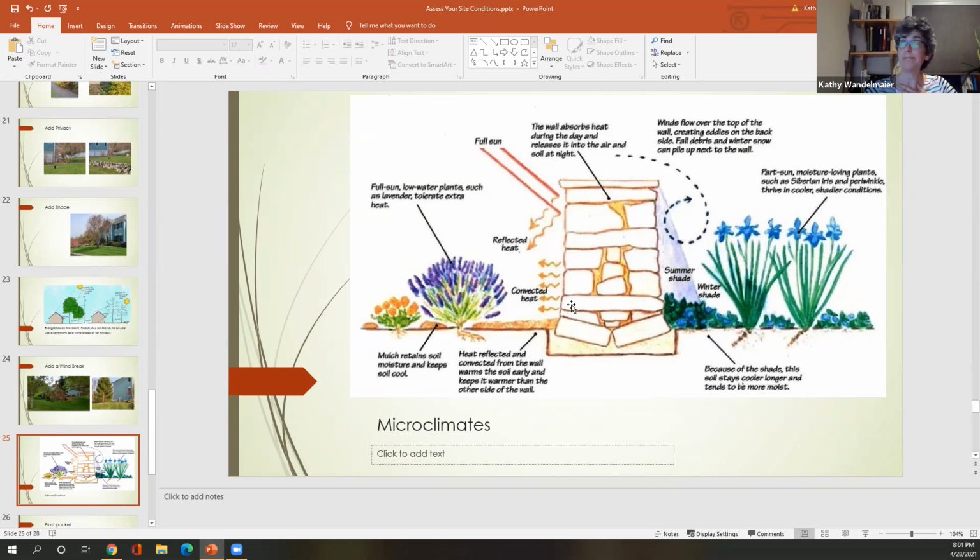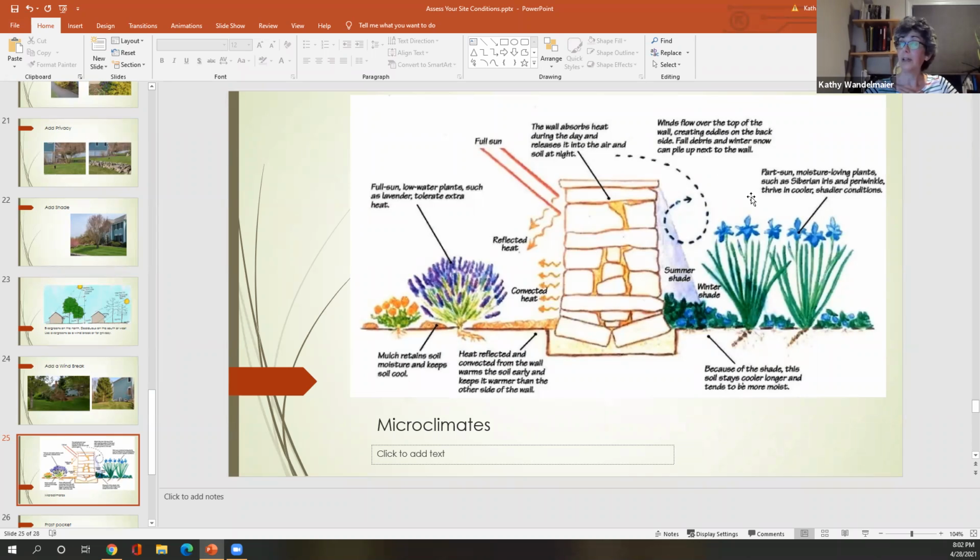So you really need to consider plants that are going to be able to tolerate that reflected heat on the sunny side of the wall. It's going to be warmer than the surrounding areas, and it's going to stay warmer at night because when the sun goes down, these rocks are still going to have a lot of heat in them, and it's going to shed that, give off that heat in the cool of the evening. So you need to have plants that are going to be able to tolerate that.